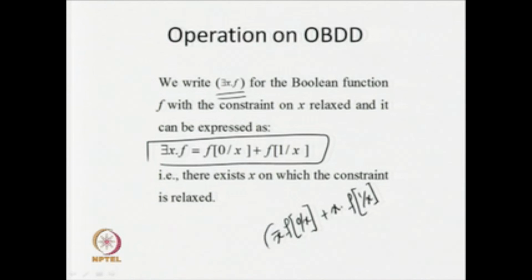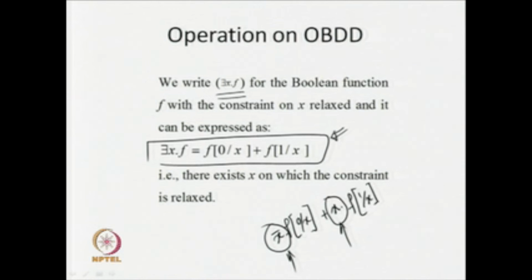That means, we are not considering the value of this particular x over here. So, we are dropping these two, x bar and x. So, we are saying that f of x equal to 0 plus f of x equal to 1. So, whatever may be the value of x, we are now going to look for the functional value of the given function. So, this is relaxing on this particular variable x. So, we are saying that there exists an x on which the constant is relaxed, and we evaluate this particular function with the help of this expression.